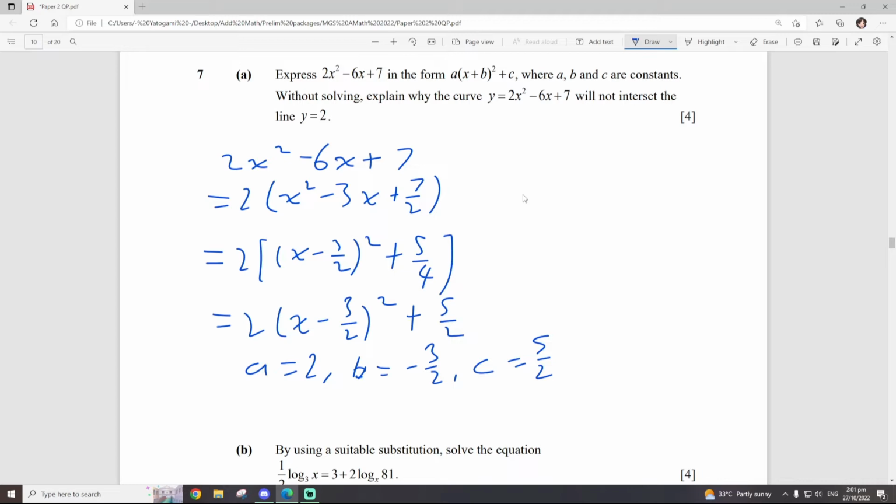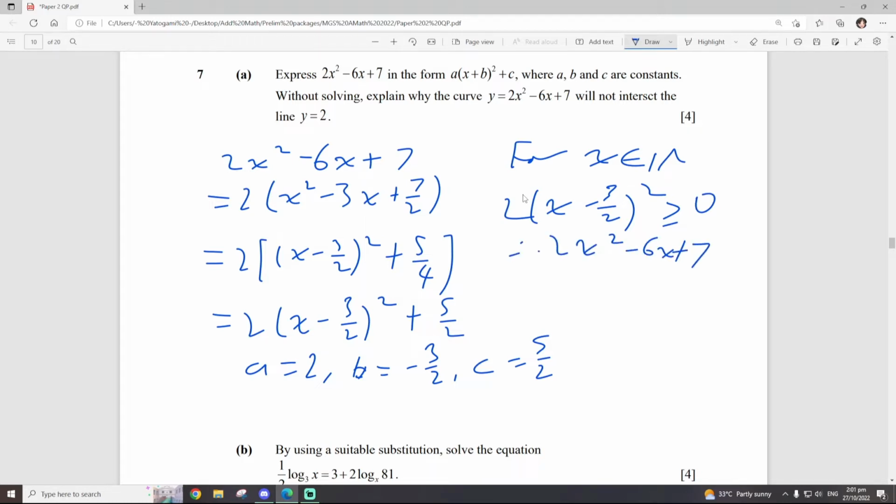So for x in the reals, for all the real values, x minus 3 over 2 squared is greater than or equal to 0. Therefore, 2x squared minus 6x plus 7 is greater than or equal to 5 over 2, which is greater than 2, so no intersection. Okay?